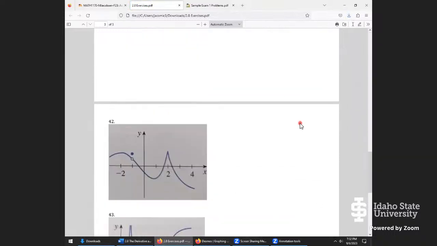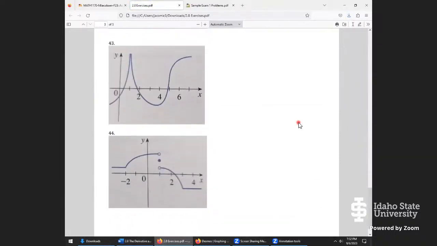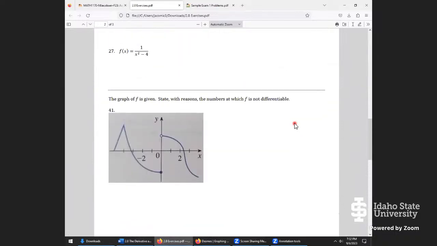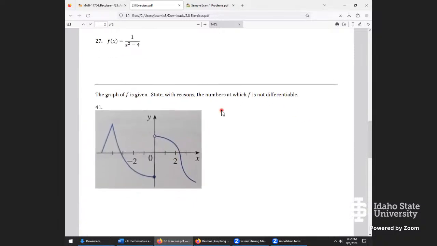The problem I'm thinking about is stuff like, say, these things. Let's see here. So this is right out of our book, our next homework assignment. It says the graph of f is given. State with reasons the numbers at which f is not differentiable. Now, if we go left to right, that would be a number at -4 because of the corner. 0, it's not differentiable because of the jump discontinuity.